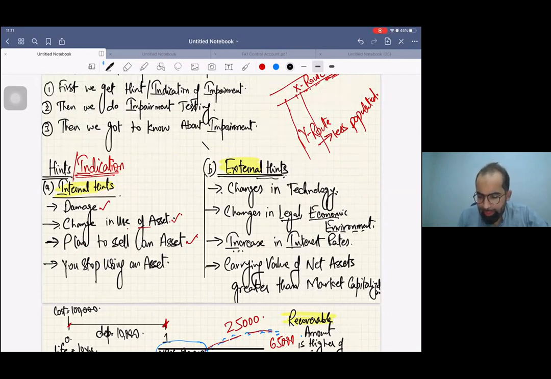Now the last point, this is a little bit technical point, but don't worry. You have studied this point in your basic studies as well. Carrying value of net assets greater than market capitalization. Now, for some students, market capitalization is a new word. Still, you have studied this word in your basic studies as well. What is market capitalization? Market capitalization means the total number of shares multiplied by share price. Total number of shares of any company multiplied by the stock market price, the market price per share of that company.